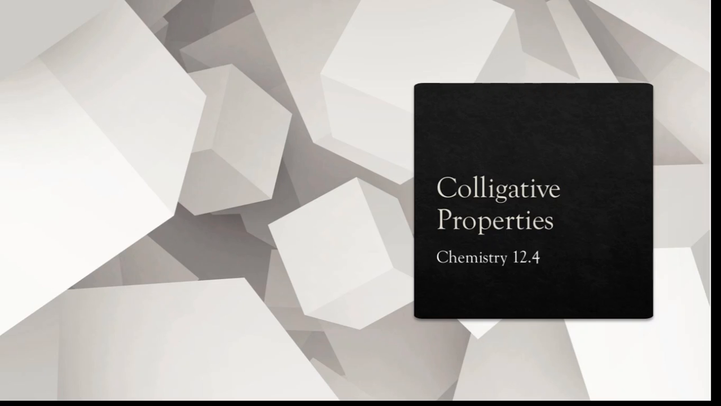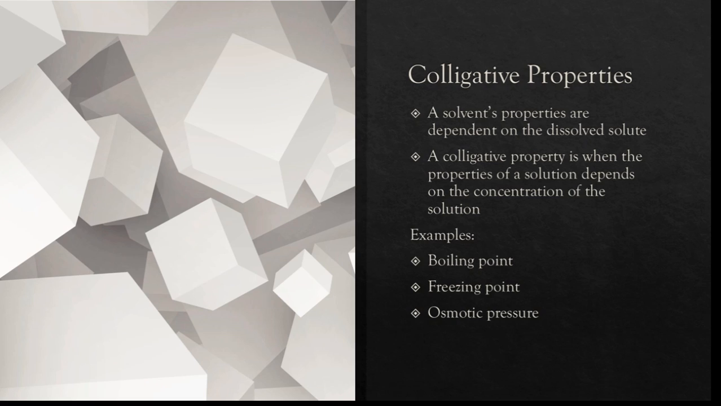So what we're going to do right now is move on to section 12.4, colligative properties. The properties of a solution depend on the solute, the substance that's dissolved. But a colligative property is when the properties depend on the concentration of your solution. If you have more solute dissolved in it, then you would have different properties. Some of the properties we're talking about are boiling point, freezing point, and osmotic pressure.